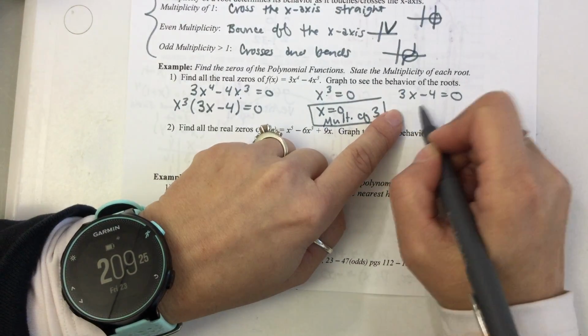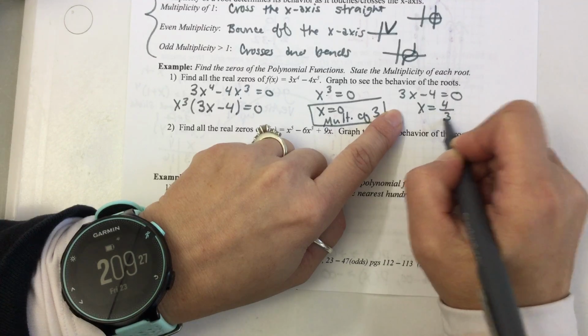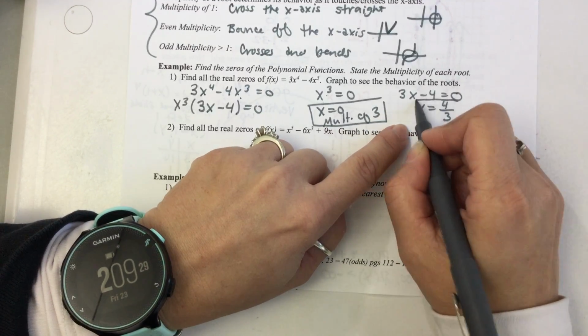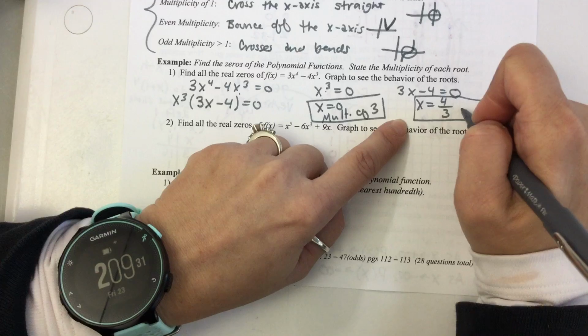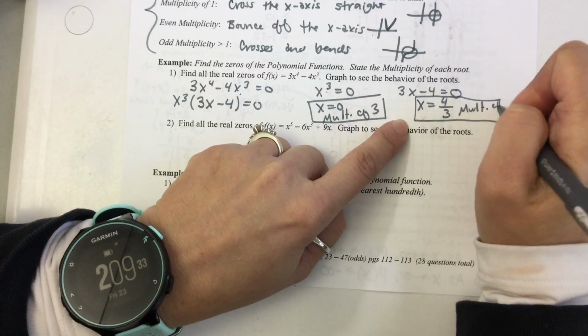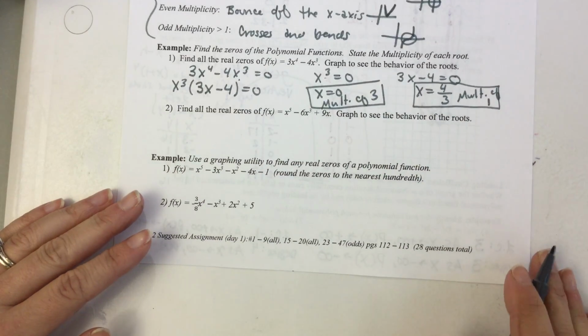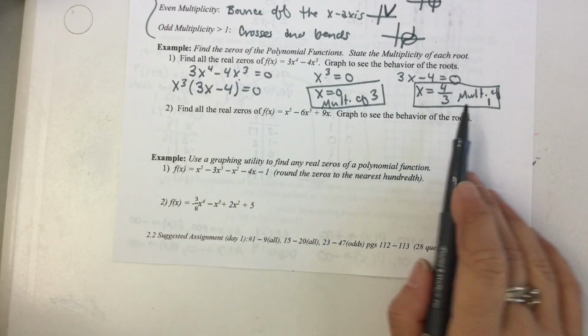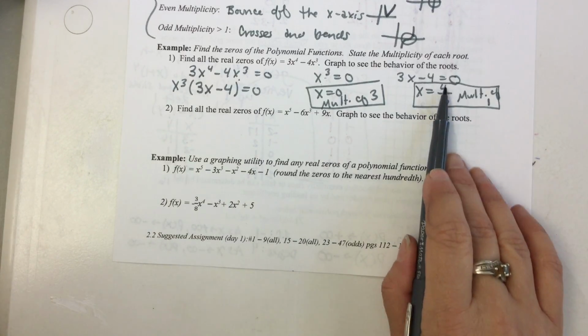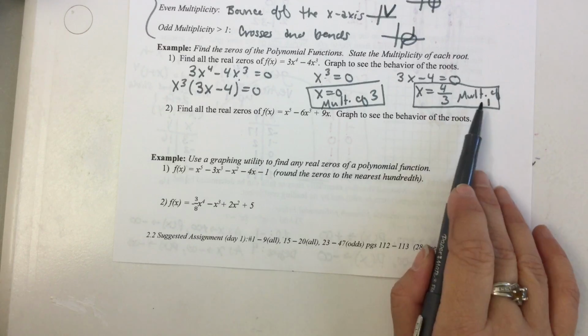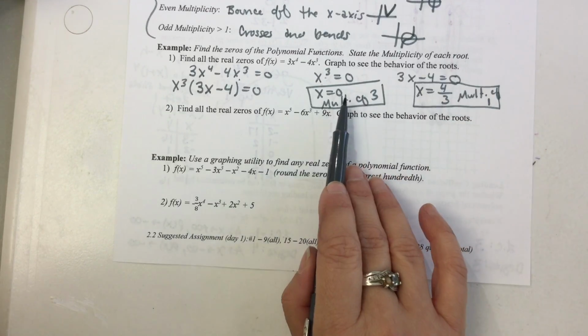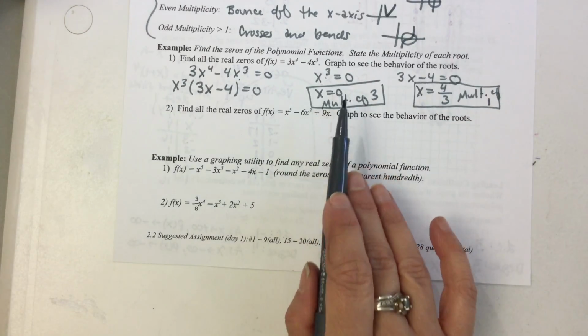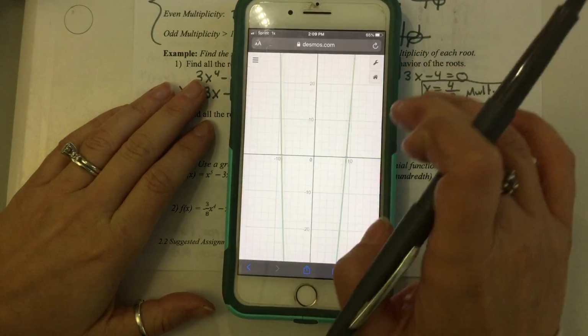Here I add 4 and divide by 3, so x equals 4/3. This is a single x. It has a degree of 1, so it's a multiplicity of 1. So when we graph this, our graph should have a line that cuts through 1 1/3 straight because of the multiplicity of 1, and it should cross and bend at 0. So let's check it out.